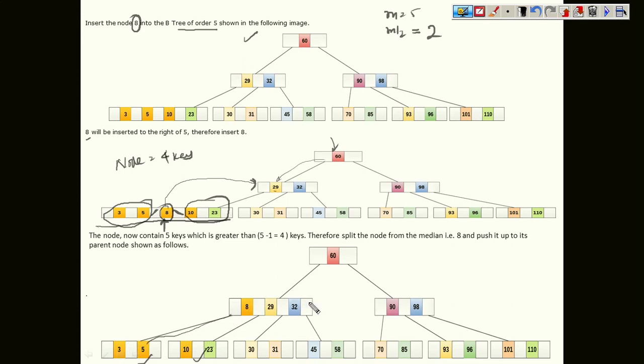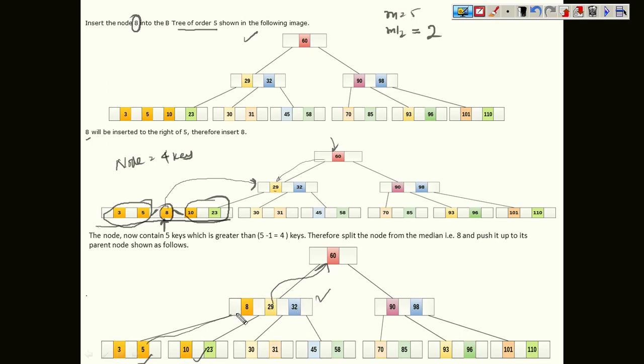And here the parent is now having only 3 key values, so it is not violating the properties. Otherwise, if it is violating, we have to again split and move this element to the corresponding parent. But here now the situation is valid.